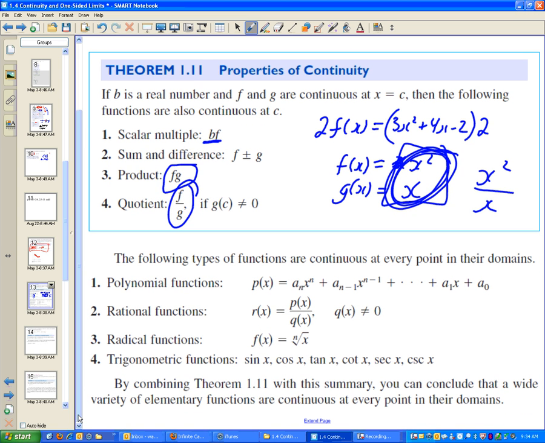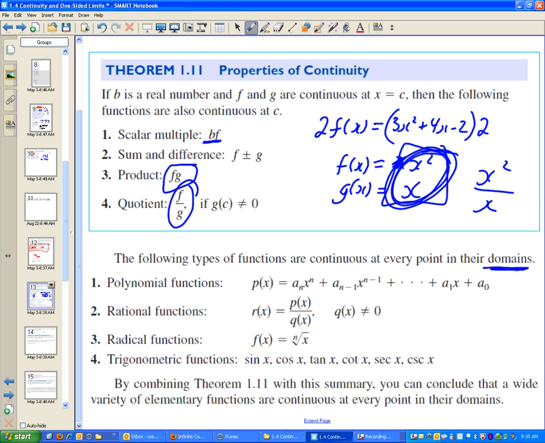These things are always continuous for every point in their domain. Polynomial functions, rational functions. Now, every point in their domain. Because for a rational function, you have to kick a few numbers out of the domain sometimes, don't you? The ones that make the denominator equal 0. So it's continuous everywhere else, just not where the denominator equals 0.